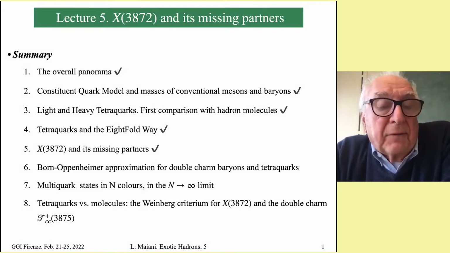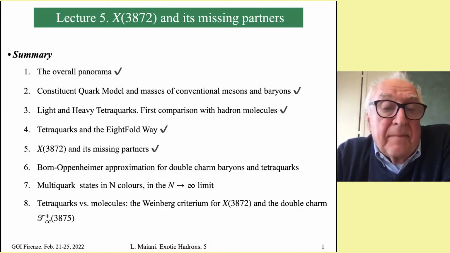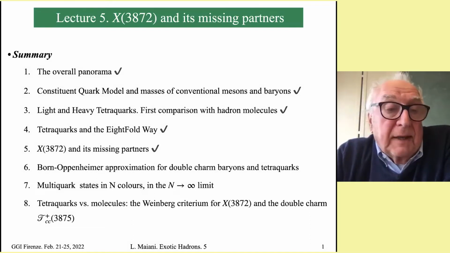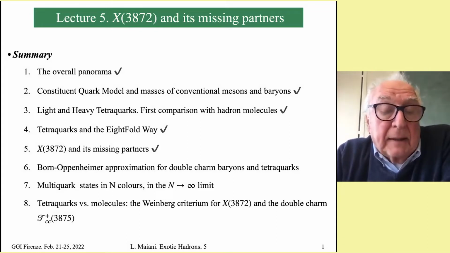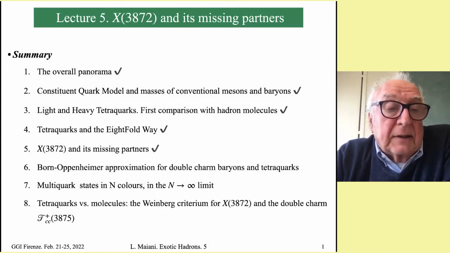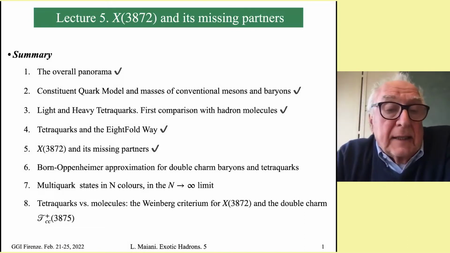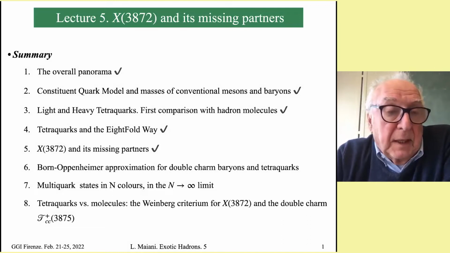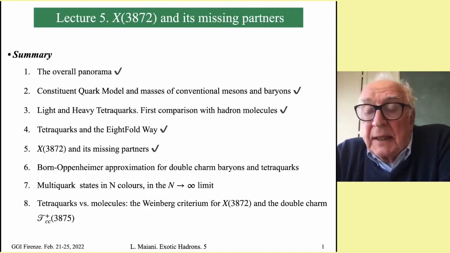And we have arrived at the fifth lecture, speaking about the X(3872) and its missing partners. This is a sort of defensive argument. In a way, we expected, and we still expect, that on top of X(3872) there is another neutral partner, and around there is a similar charged partner. And this particle has not been seen until now.